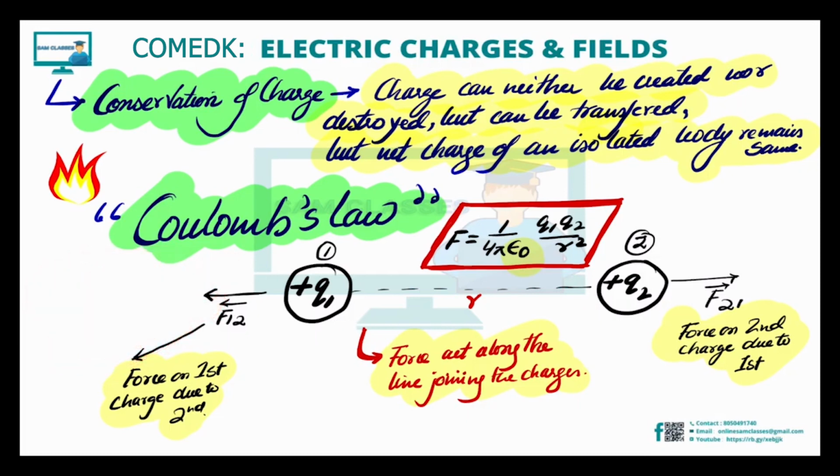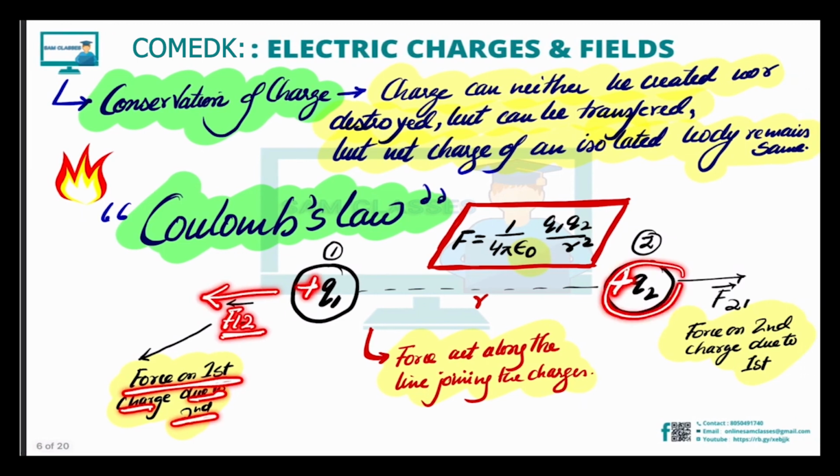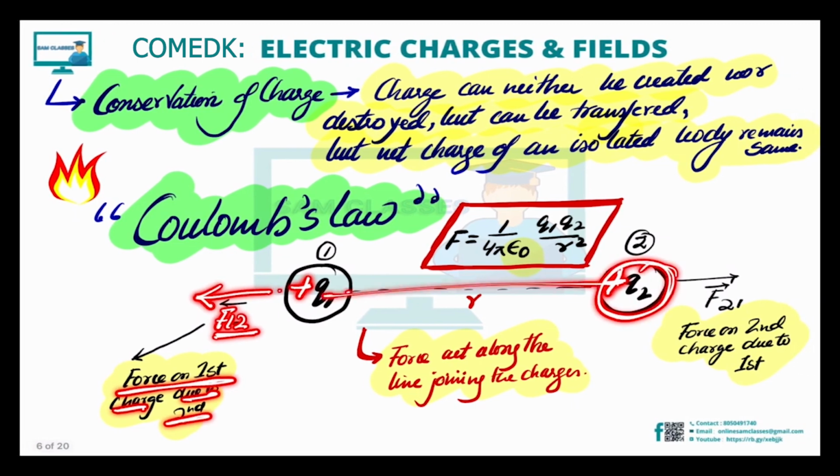What do we mean by that? Let's understand a few more things. Let's say this is a positive charge, and this is again positive. What will happen? Two like charges will repel. So what does this F12 force mean? It means the force on the first charge due to the second. The second charge is repelling this one, and the force with which it repels is given by F12.